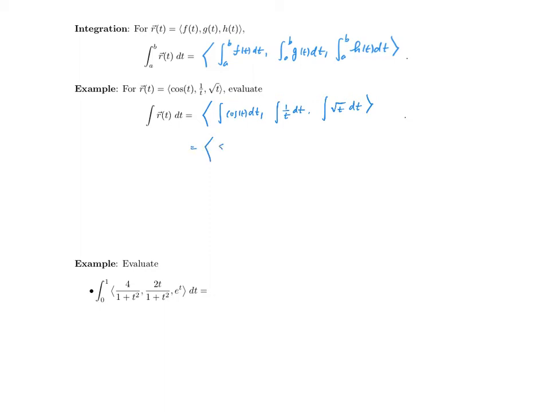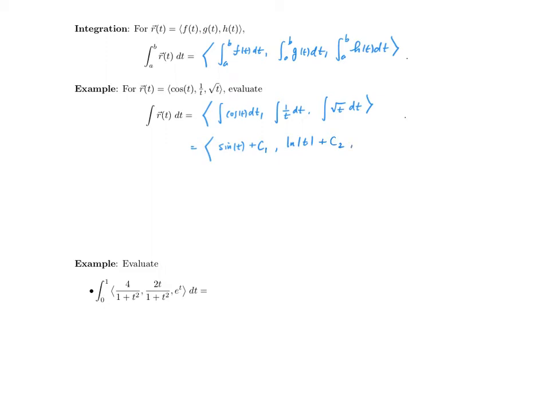The antiderivative of cosine is sine, and remember it's an indefinite integral, so we need to add a constant of integration. The antiderivative of 1 over t is the natural log of the absolute value of t. A common mistake would be not to include those absolute values, plus a constant of integration. But this is our second arbitrary constant of integration, so we could actually call these C1 and C2.